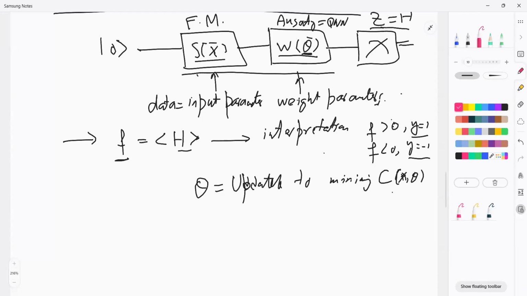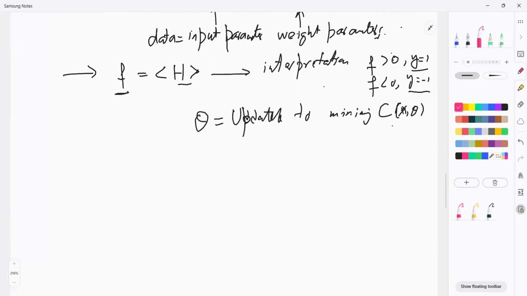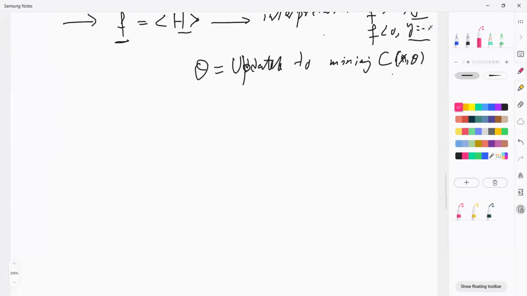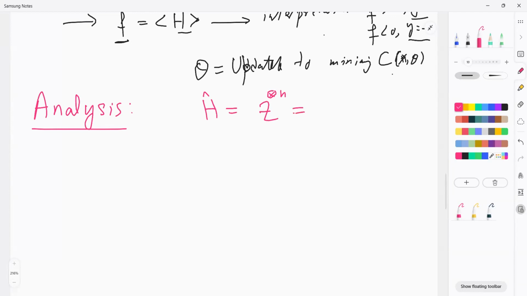Okay, so before we go into the implementation detail, let's just analyze this setup and see what type of model it represents. If we select the observable as a string of Z operators, sometimes we also write it as sigma z. This is the Pauli sigma z operator. So this tensor n essentially means we have sigma z, sigma z.